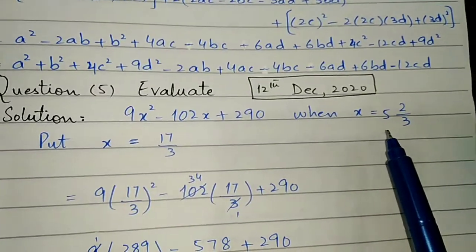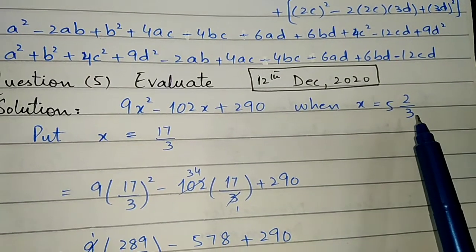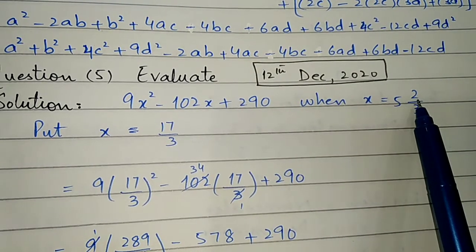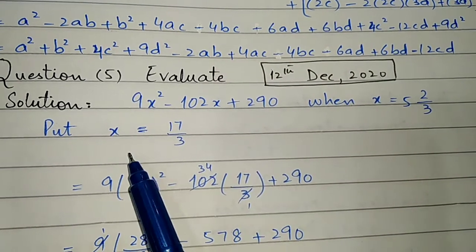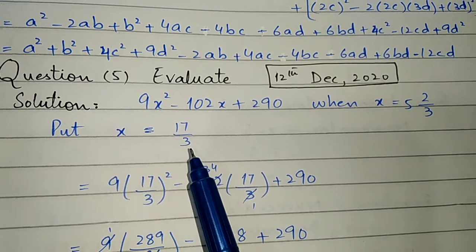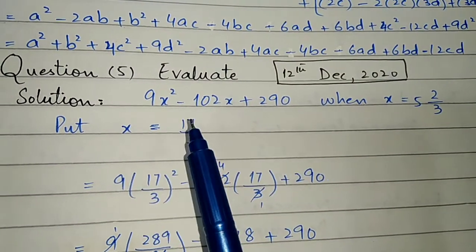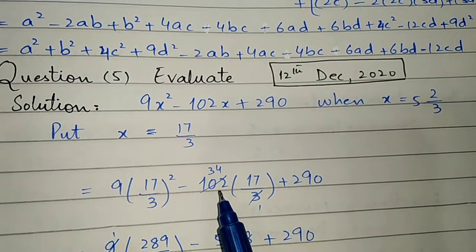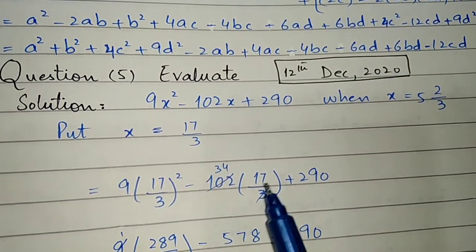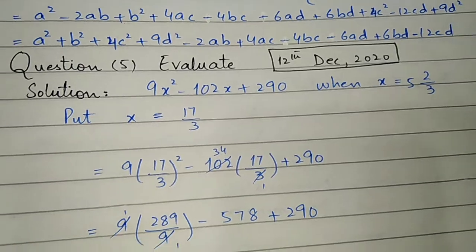X is equals to 5 2 over 3. That means 3 5s are 15, 15 plus 2 is 17 over 3. So x is equal to 17 over 3. Now we have to put this value in this equation. That is 9 times 17 over 3 whole square minus 102 times 17 over 3 plus 290.